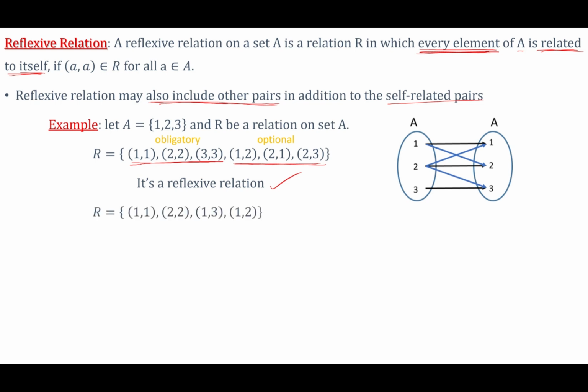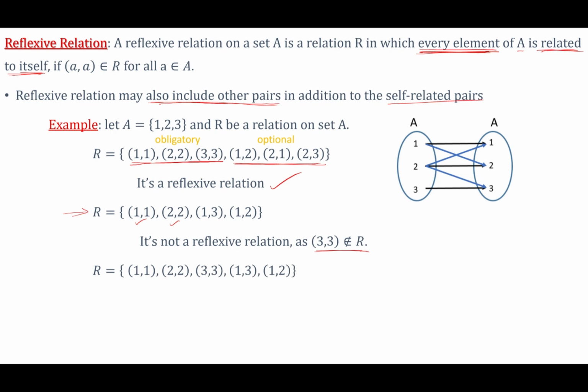Now, another example. Now check whether this relation is reflexive or not. Check that ordered pairs with the same elements must be there. Yes, it is there, (1, 1), (2, 2), but (3, 3) is not there. (3, 3) is not there. That is why this is not a reflexive relation, as (3, 3) does not belong to the relation. I hope this example is clear.